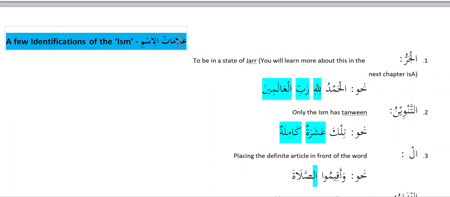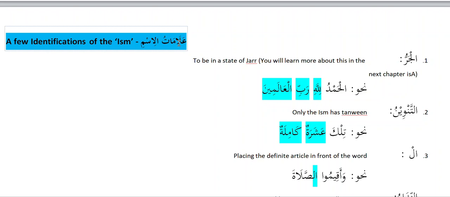Now, before I continue, I just want you to understand the importance of this lesson. This lesson is at the very foundation of studying Arabic grammar. You must understand words and what category of word it is. Is it an ism? Is it a fi'l or is it a harf? This is absolutely essential that you understand.